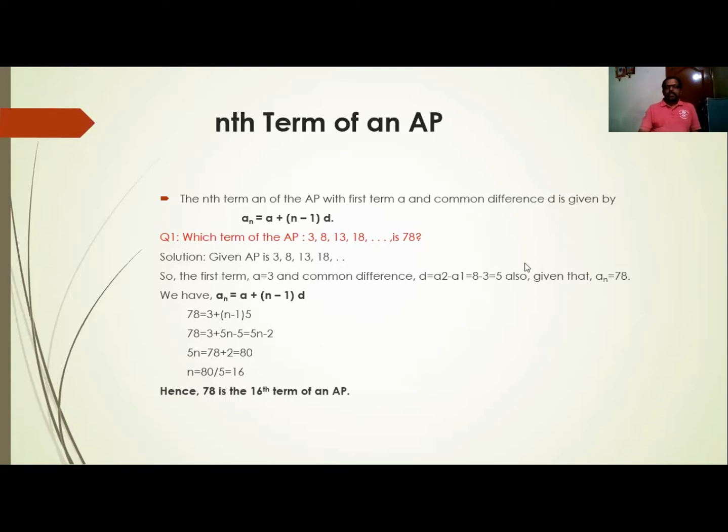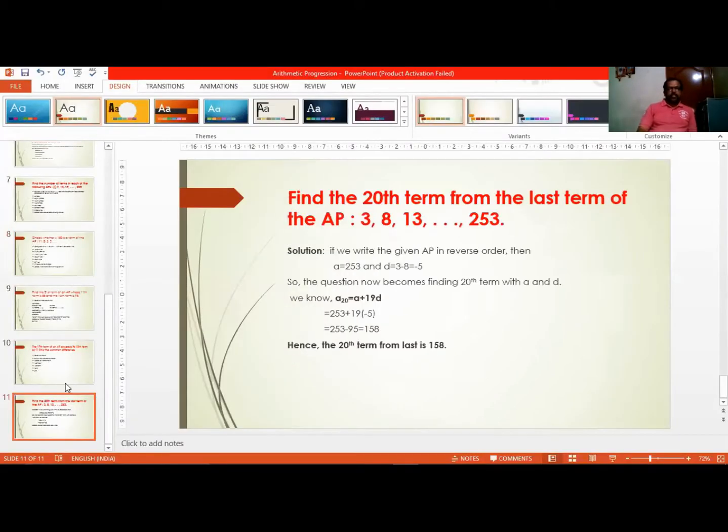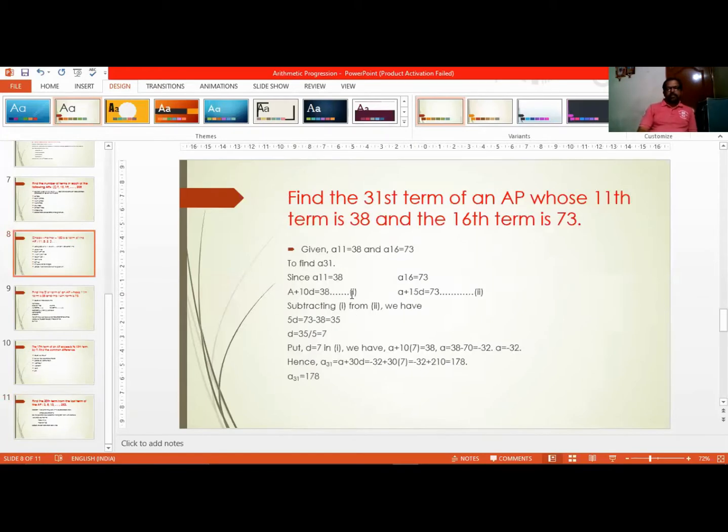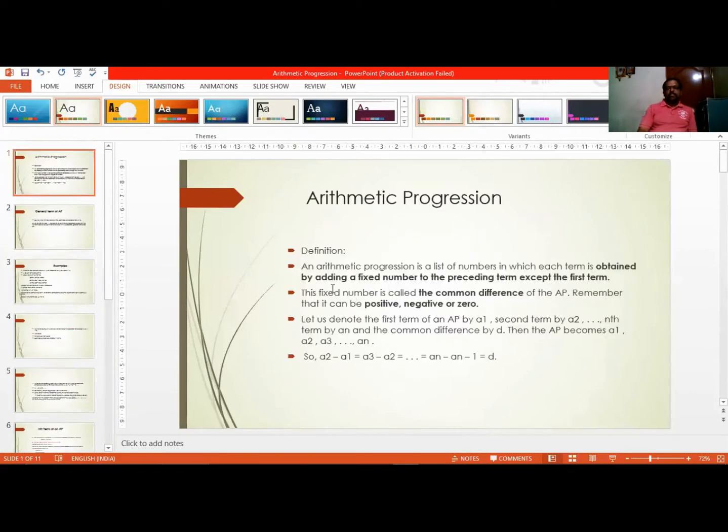So let's move ahead to the next type of sum. The question is like this: find the number of terms in an AP. Students, this is one part of this topic. After that we have one more part of this topic, known as the sum of the first n terms of an AP. That we will discuss in the next video.